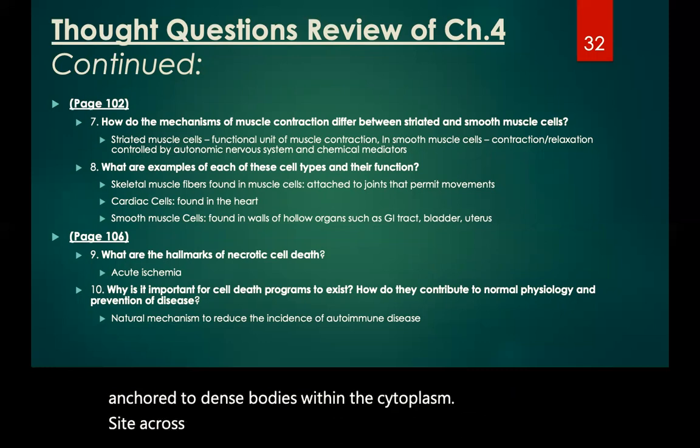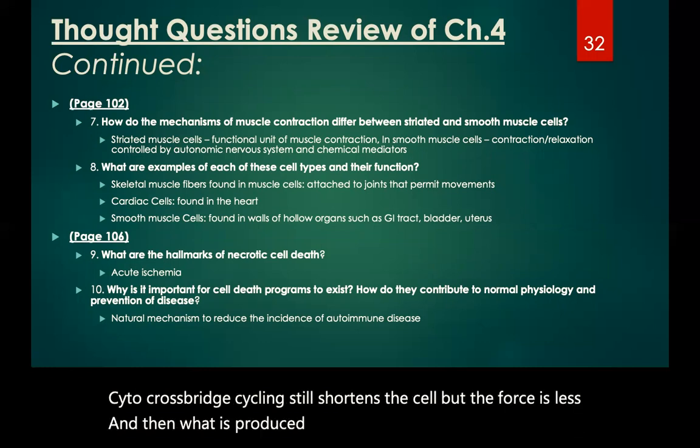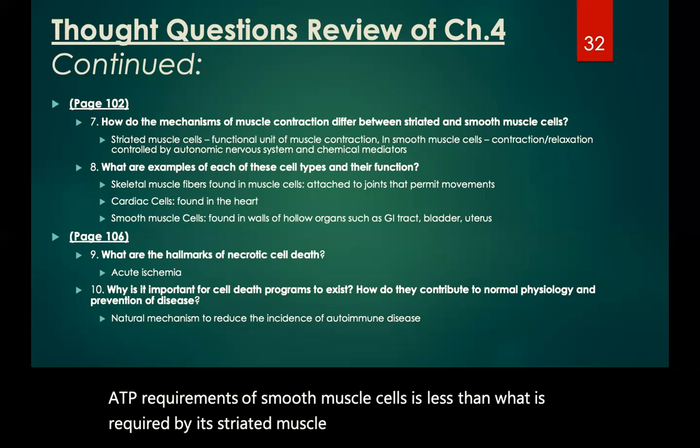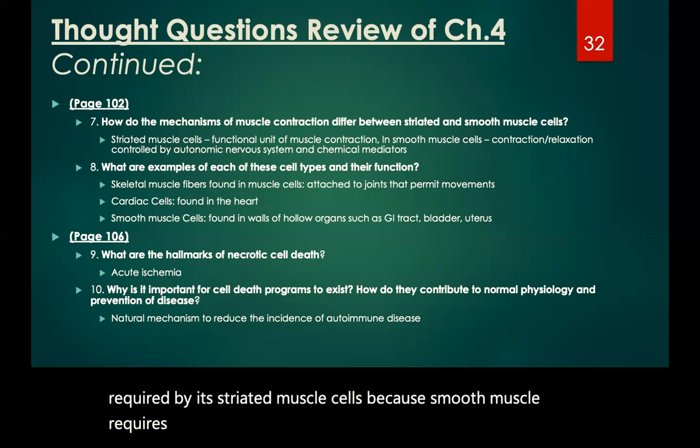Cross-bridge cycling still shortens the cell, but the force is less than what is produced by striated muscles. This means that the ATP requirements of smooth muscle cells are less than what is required by striated muscle cells, because smooth muscle requires less energy. The role of calcium also differs between the two cells.